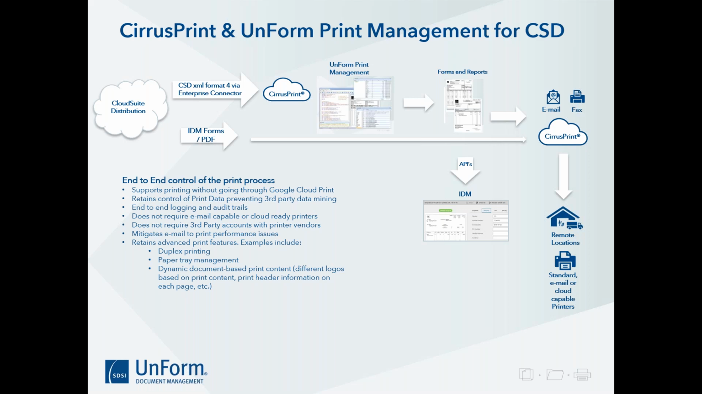And you can retain a lot of the advanced features used to design your forms. So you can still do duplex printing. You can control what paper tray you're using, and you can make changes to documents based on content within there. Those are just some of the examples. Again, you can do your full UnForm transformation of that print data to whatever it is you need to do with it.